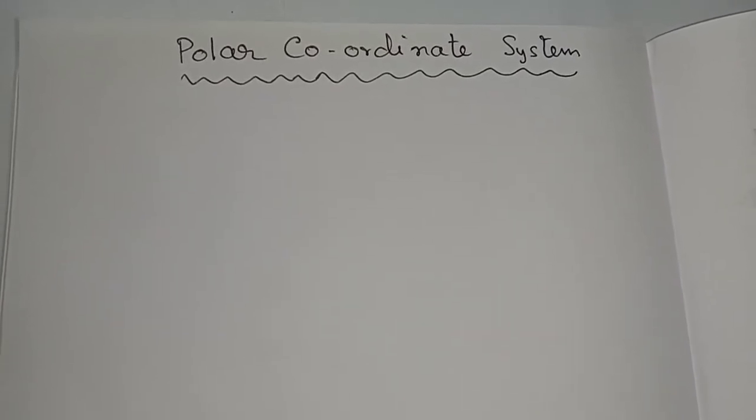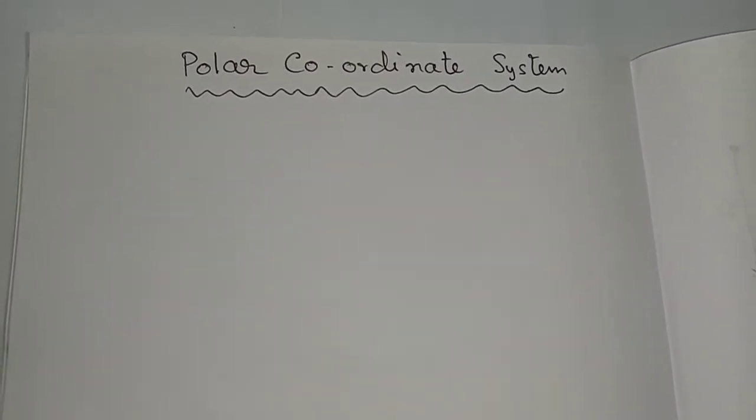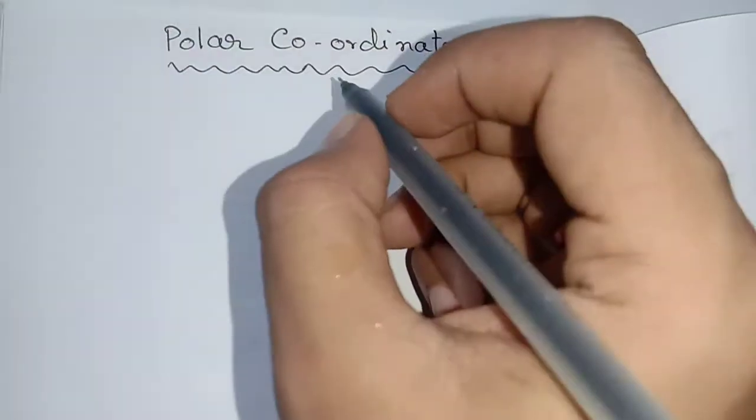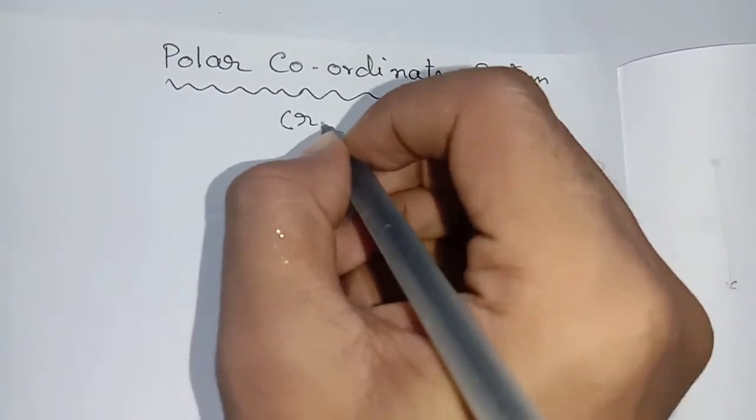Polar coordinate system is also known as the r theta system.